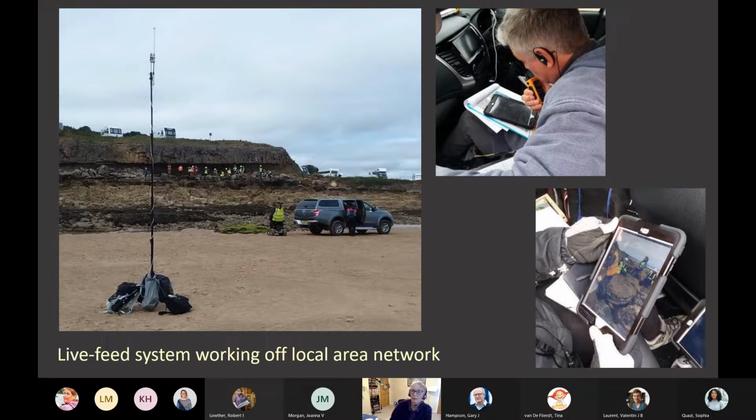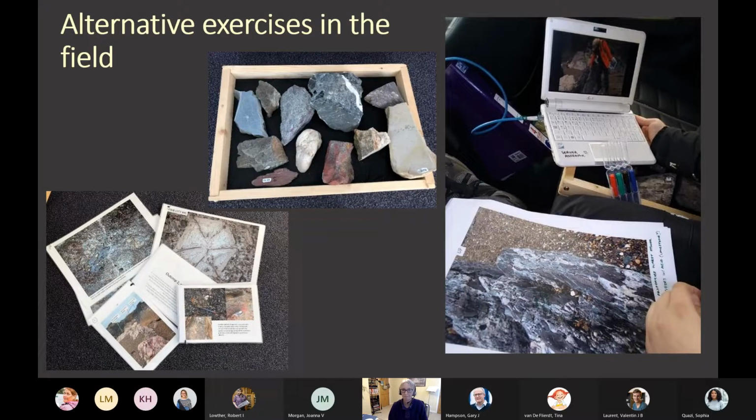We also experimented with Skype and FaceTime at one locality where the car was just a little too far away to use this local area network. It worked to a certain extent. It's probably the least successful of the things that we trialed, but if you can get decent 4G connectivity, it is another technique that can be used. The important thing was that we were maintaining two-way communication with these remotely placed students.